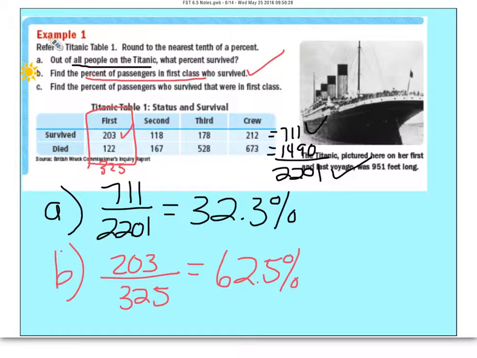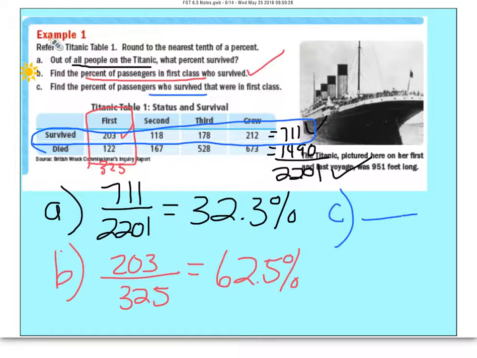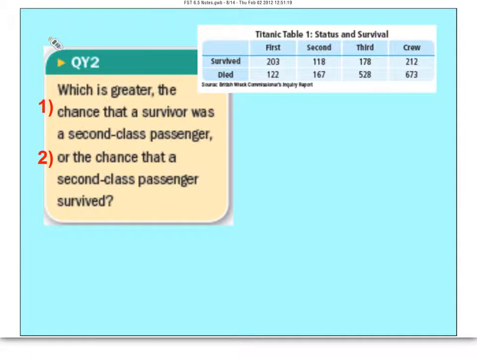The third question, find the percent of passengers who survived. So I'm going to stop right there. I'm just looking at those that survived. So for this one, for part C, we're looking at just the 711 people. And the question here, were they in first class? So that is 203. And you simplify as a percent, you're going to get 28.6%. Okay, continuing on with this data, let's look at another scenario.